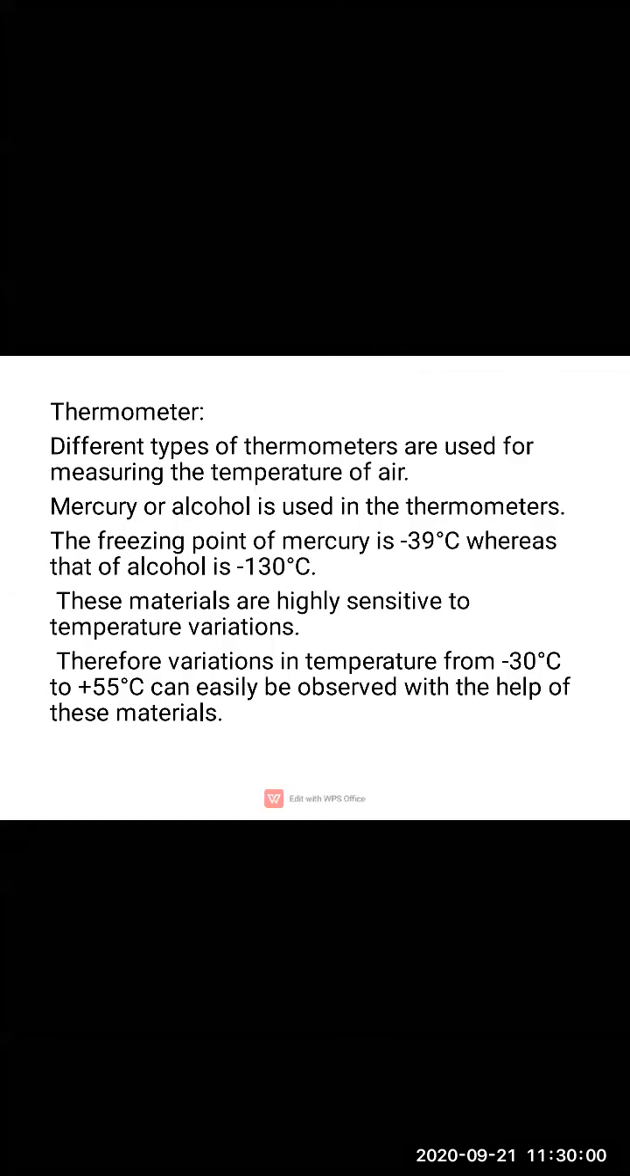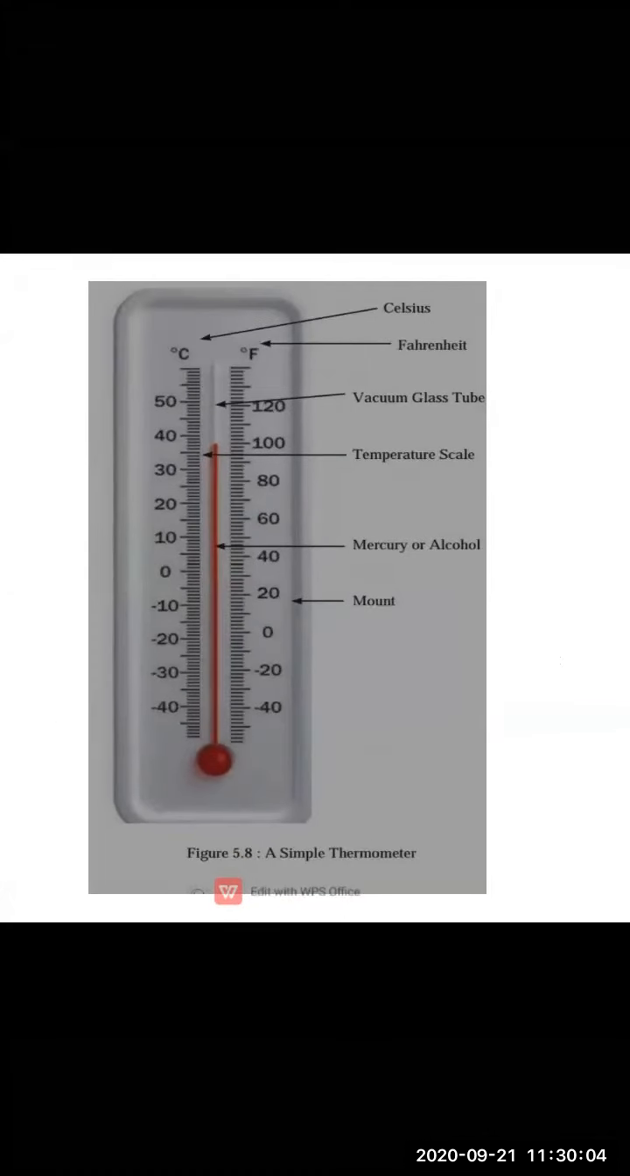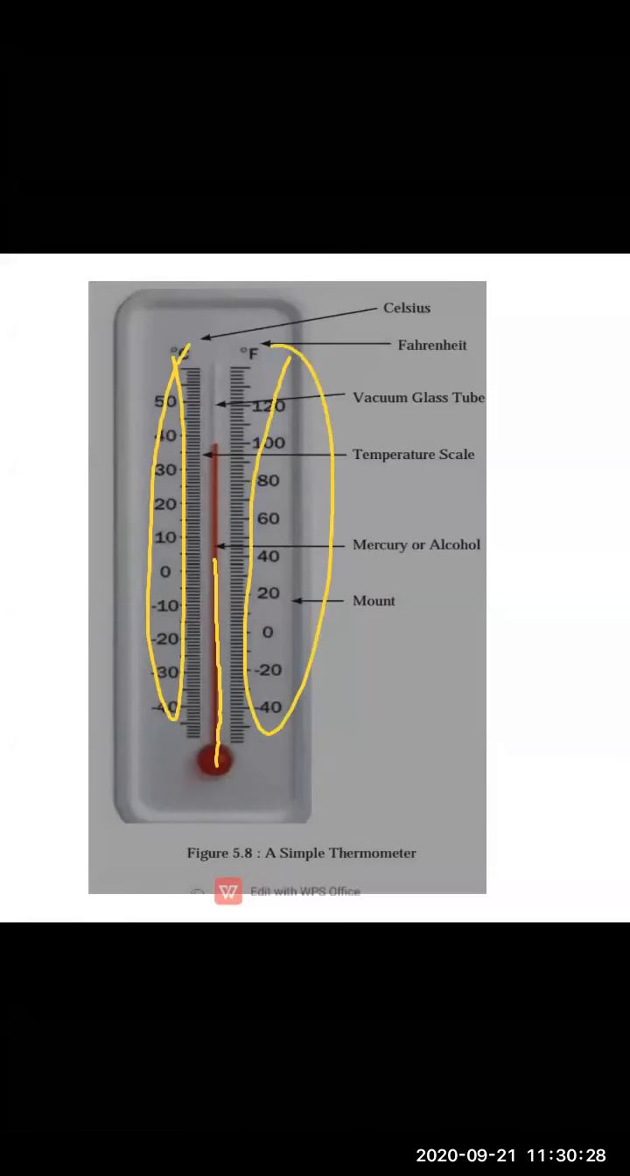Now see here, children, here you can see this thermometer. Here I am showing you this red one. It is the mercury or the alcohol present in the thermometer which actually increases and decreases, and it gives information about the range. Here this is in Celsius and this is in Fahrenheit. These are the units which are used for measuring the temperature.